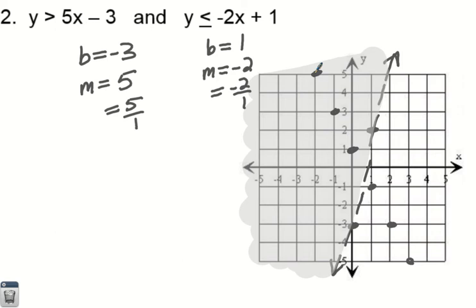And it's going to be solid, because it's less than or equal to, so it's solid, and we're going to shade below. Now again, these examples are pretty much all the same. If you want to try them first before I do, it might be a good idea. So what I say, we're going to shade below.